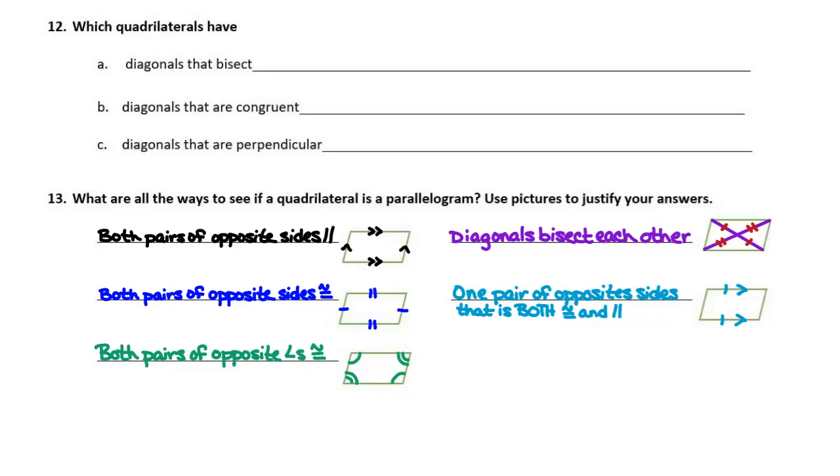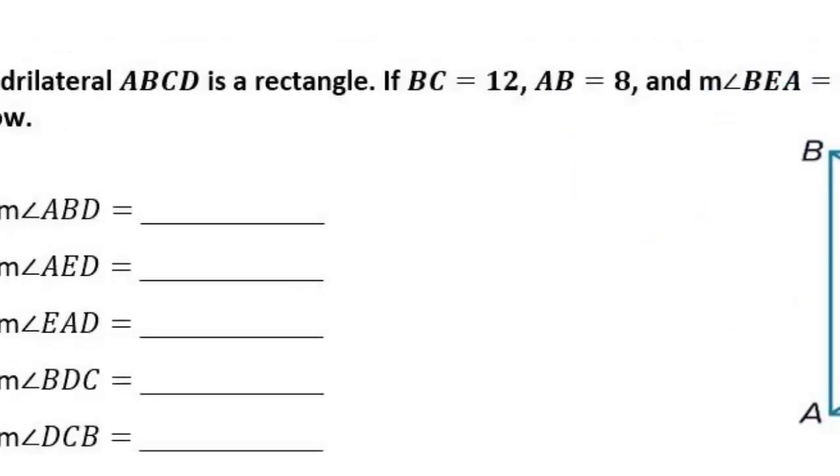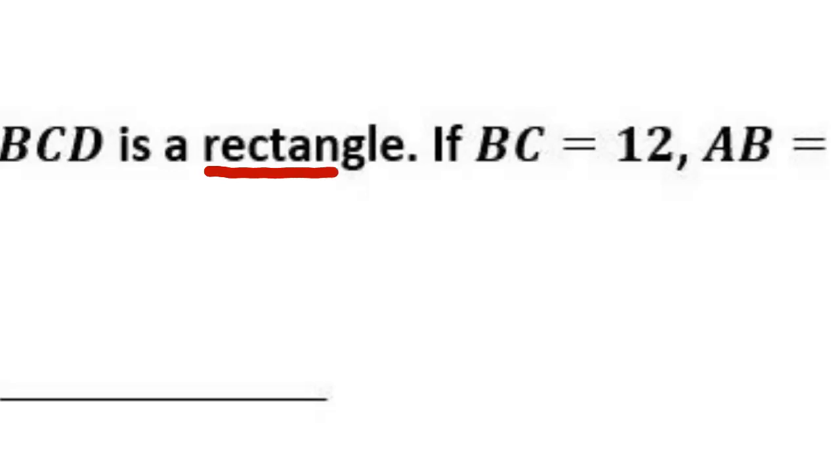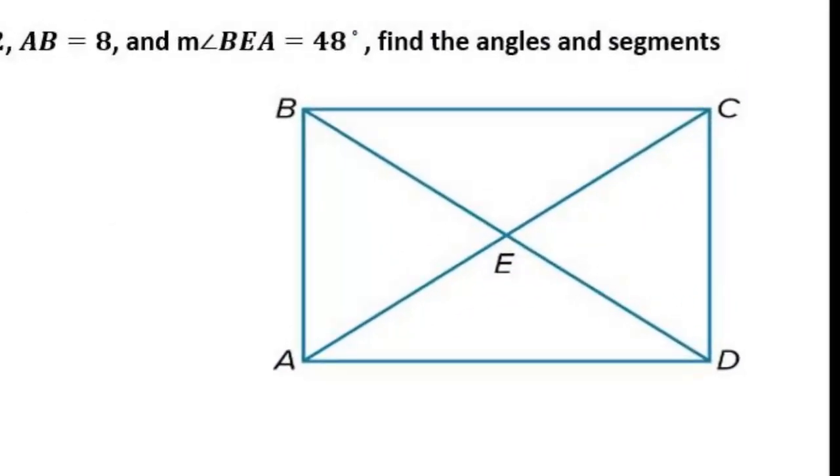Number 11, absolutely. Number 11, what kind of shape do I have? A rectangle. A rectangle meets all of the criteria for a parallelogram. So opposite sides are congruent and parallel. So AB is congruent to CD and is parallel to it. BC is parallel and congruent to AD.